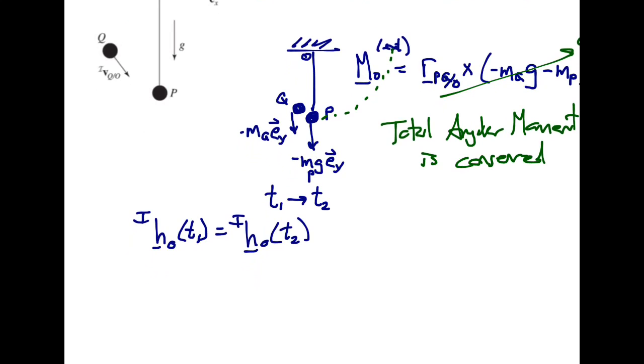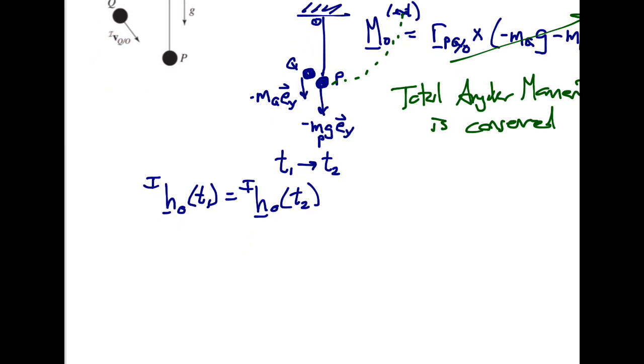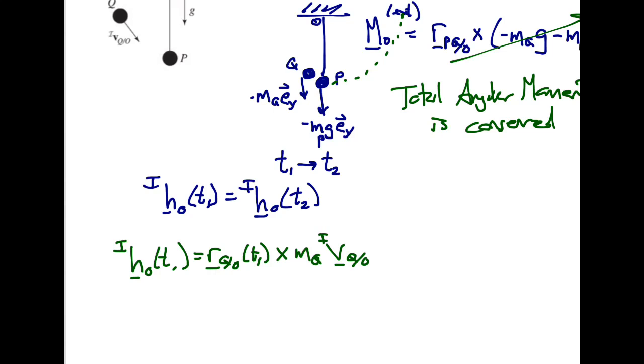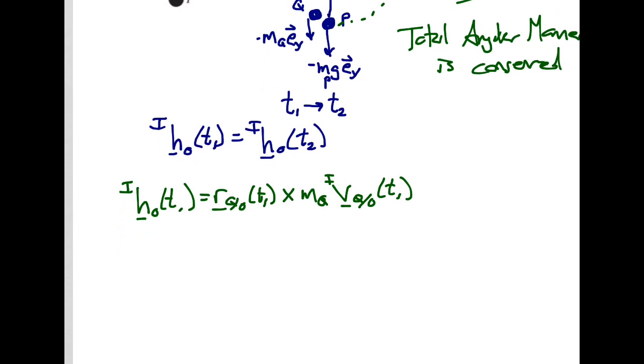So at time 1, point P is at rest. This is just before the collision. So if P is at rest, that means the only thing that's contributing to the angular momentum is the velocity and the mass of Q. So total angular momentum at time 1 is equal to R of Q with respect to O at time 1 crossed with the mass of Q multiplied times the velocity of Q with respect to O at time 1. And so let's solve this expression.